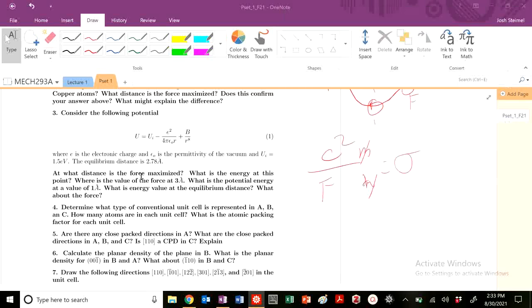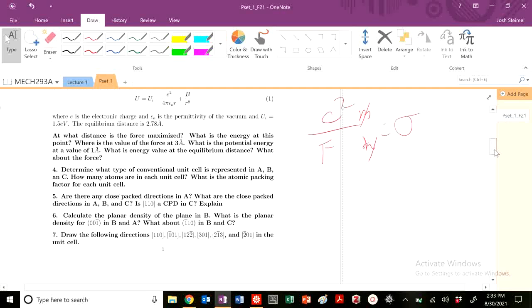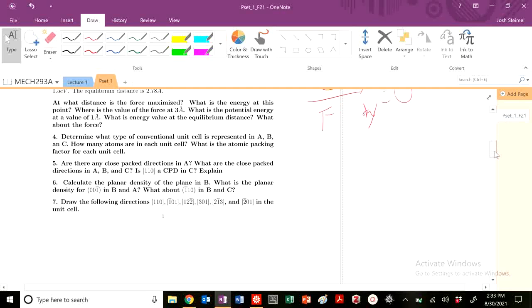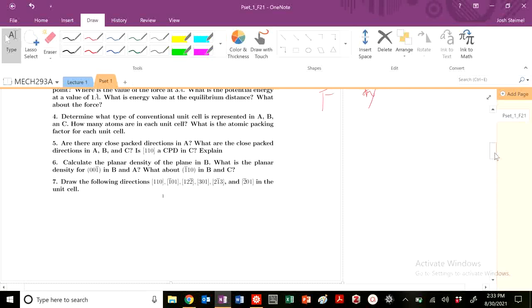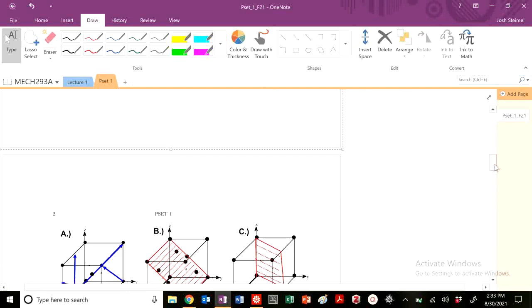Now, let's get into some directions and planes and all kinds of fun stuff here. So, what type of unit cell is represented in A, B, and C? Excuse me for the typo. How many atoms in each unit cell? What's the atomic packing factor for each unit cell?